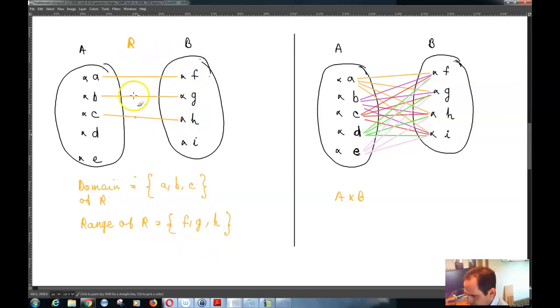That is the range of R, basically. And I is not a part of that because I is not the image of any of these elements over here.